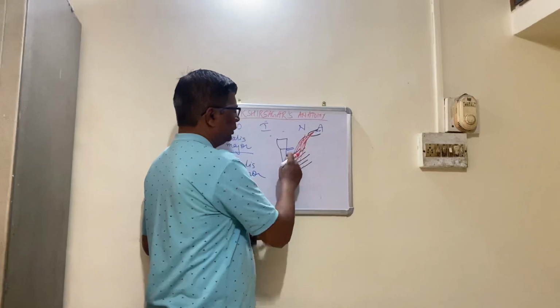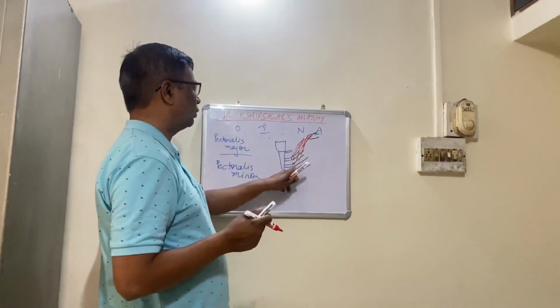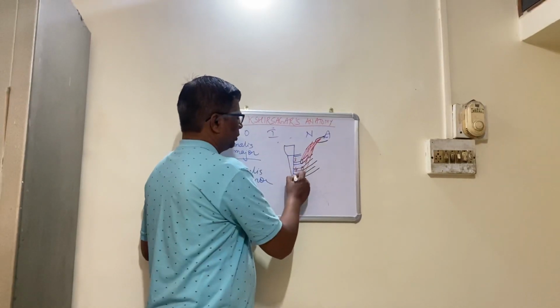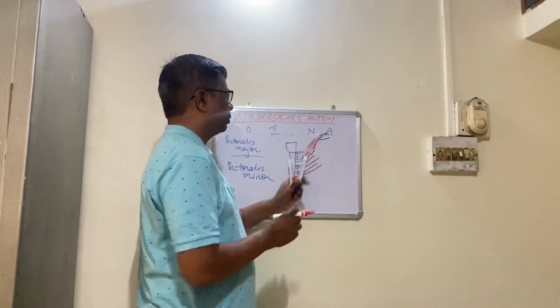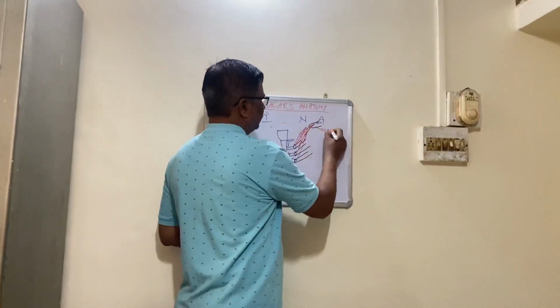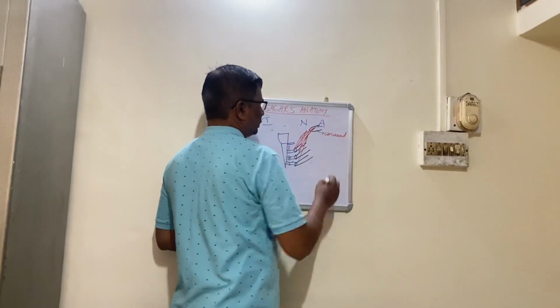I will repeat again the origin. The muscle originates from the third, fourth, and fifth ribs at the costochondral junction. This is the third rib, this is the fourth rib, this is the fifth rib. It will originate from here. This will go upwards and will be inserted into the anterior surface of the coracoid process of the scapula.